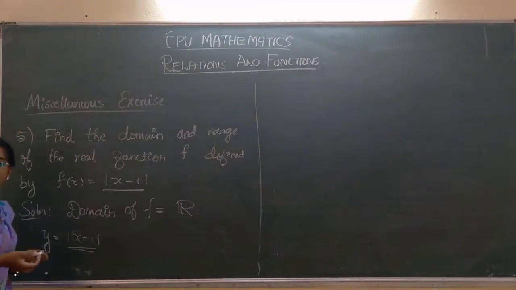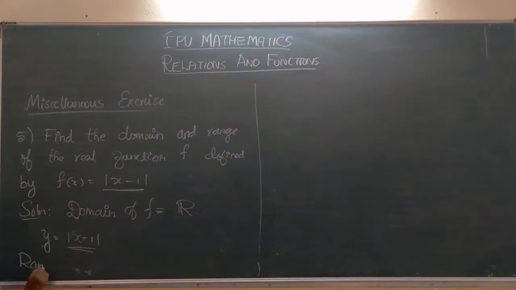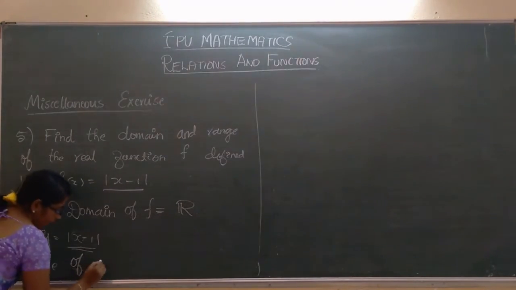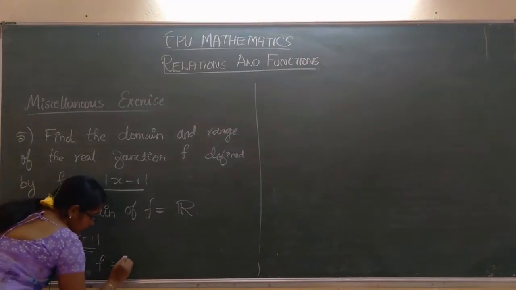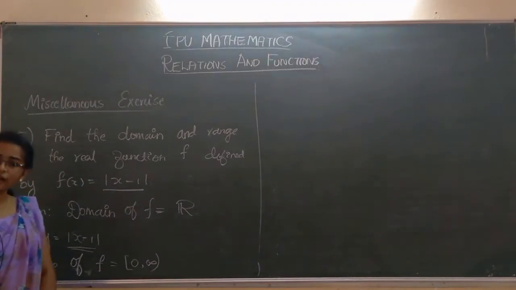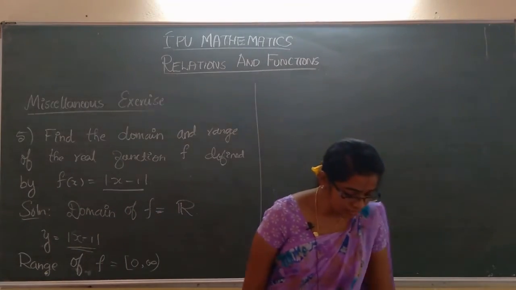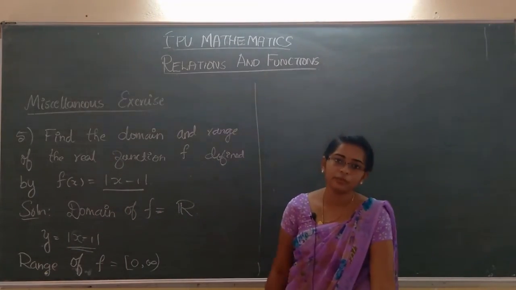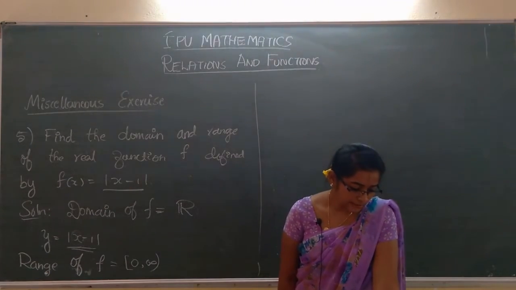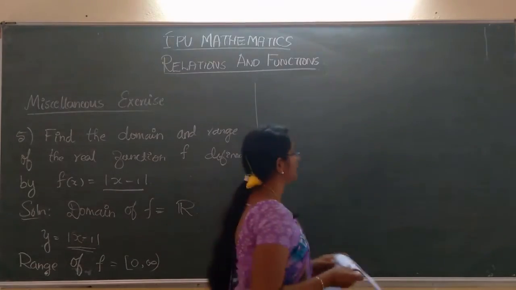If x is equal to minus 1, what will I get? Then minus 1 minus 1 is minus 2, modulus of minus 2 is 2. So, the least value of this function is nothing but 0. So, range of f is the closed interval 0, closed, 0 to infinity, open, right? This is a non-negative function. So, that is why I get this as the range of the function. This is about the fifth problem. I hope this is clear for you now, okay? Now, coming to the next problem.